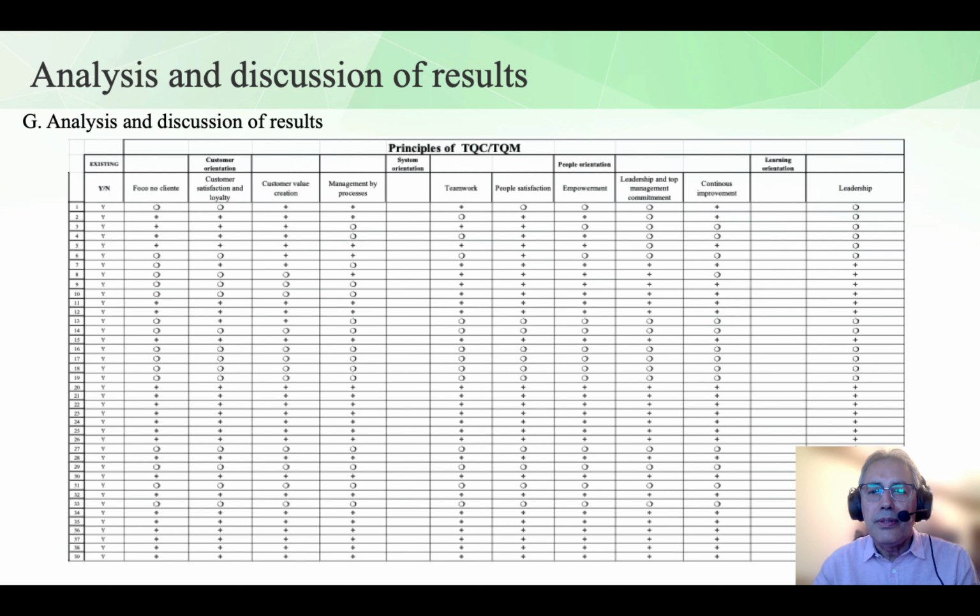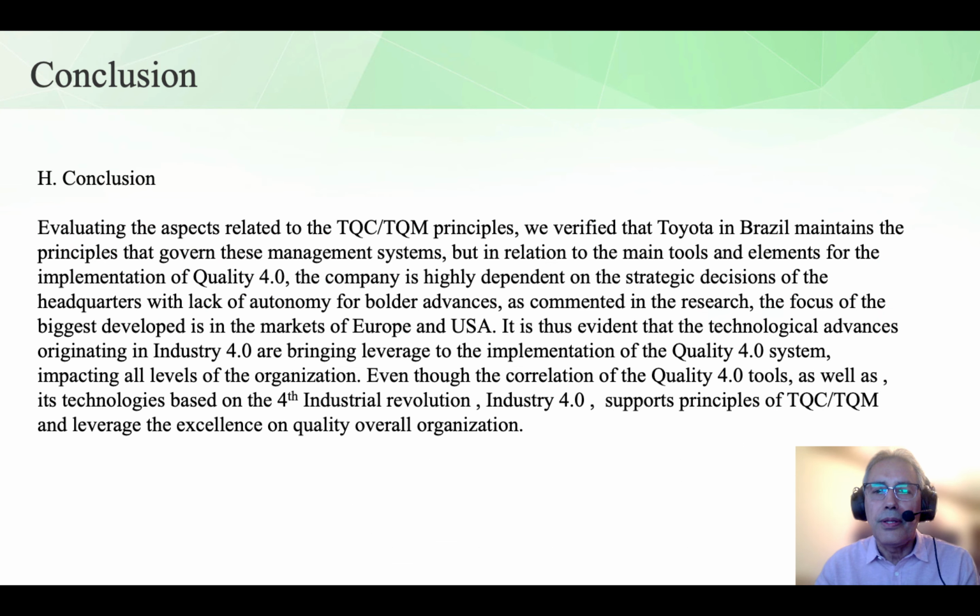At the end, and going to the conclusion, we can see and verify that Toyota in Brazil maintains the principles that govern these management systems. The elements for the implementation of Quality 4.0 in the company are highly dependent on the strategic decisions of the headquarters and focused on Europe and the United States.